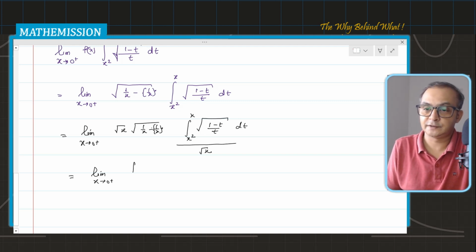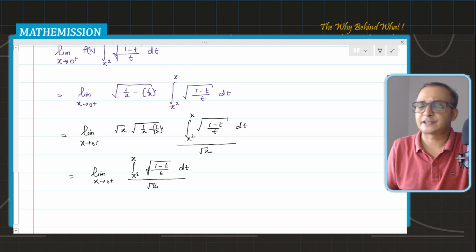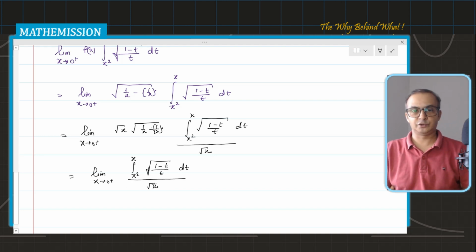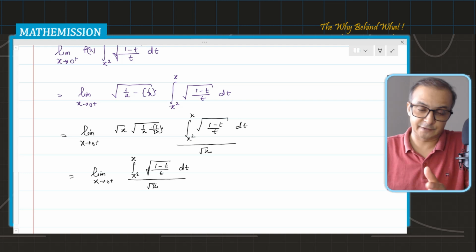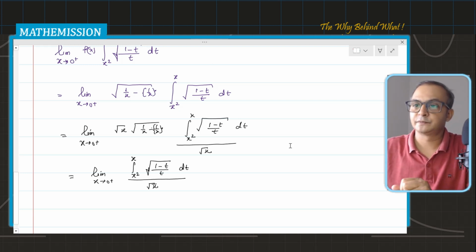So let me write it: the integral from x squared to x of the square root of 1 minus t over t, dt, divided by root x. Now this kind of a structure or this kind of limit, you might have solved plenty of times.